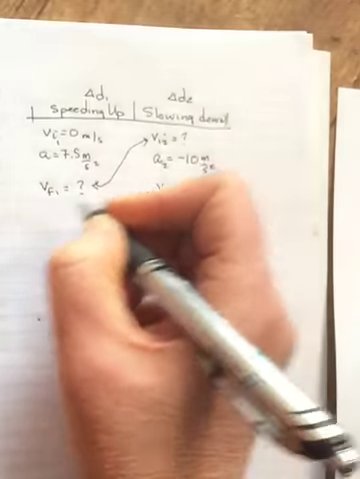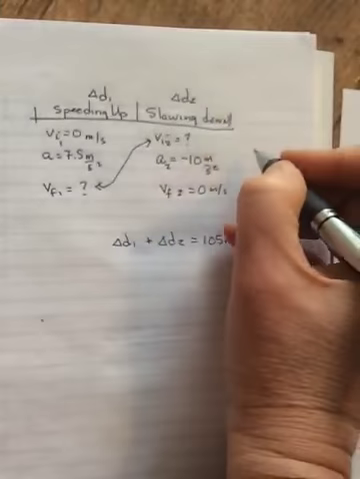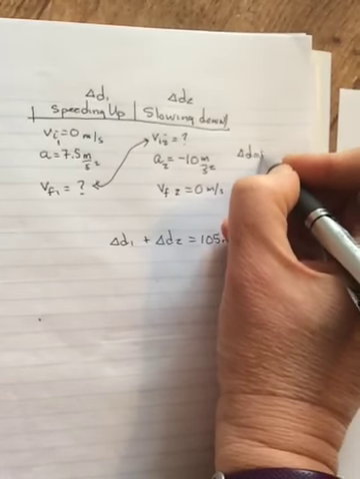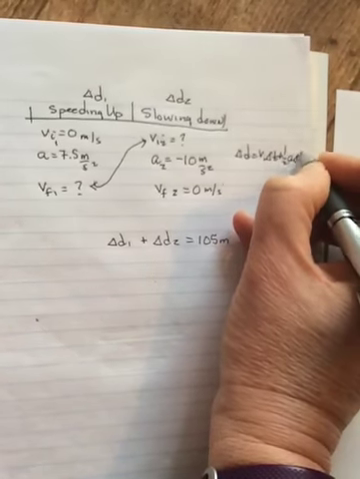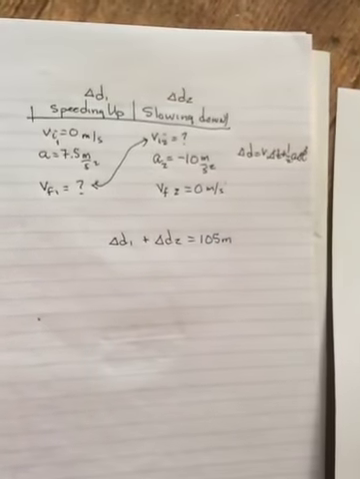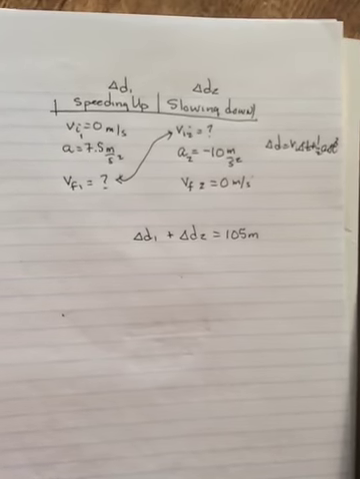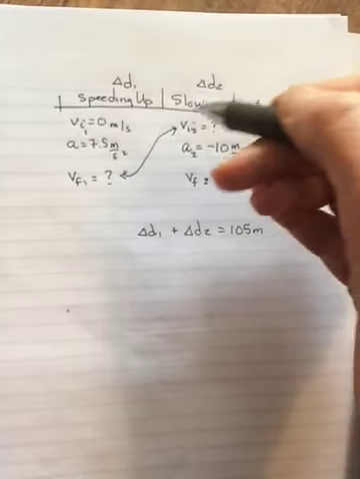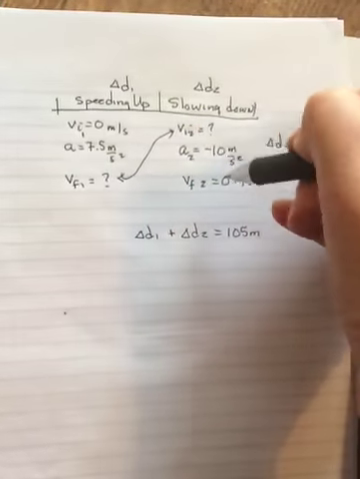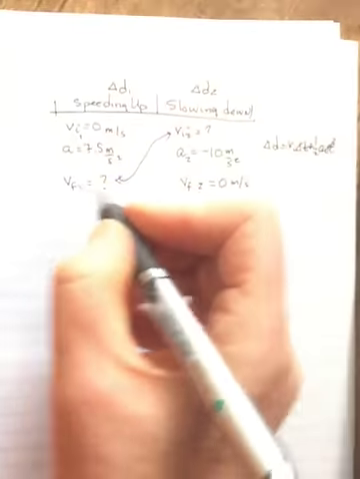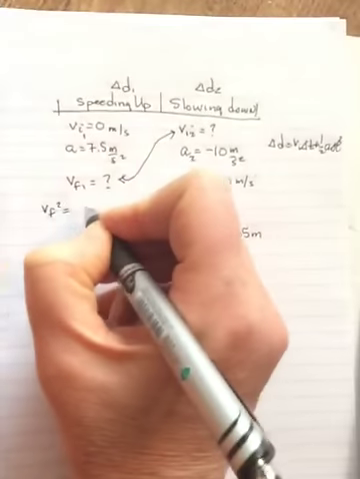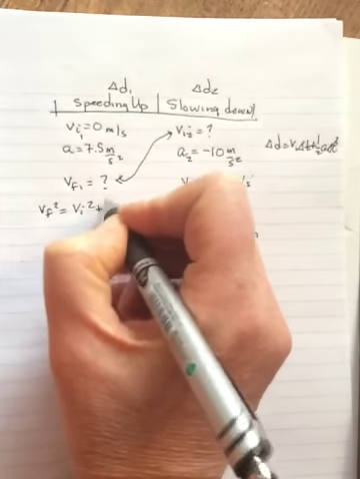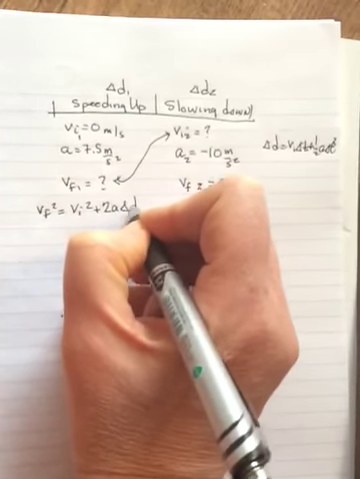The thing is, this time, you probably don't want to use delta D is equal to VI delta T plus 1/2 A delta T squared. You don't want to use this equation because then you're going to introduce a whole bunch of other unknowns because we know nothing about the time. This time we know something about the VFs, which we don't usually know. So this time we probably want to use VF squared is equal to VI squared plus 2A delta D.